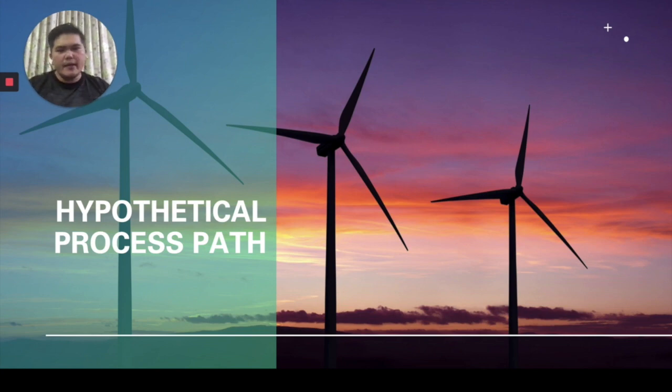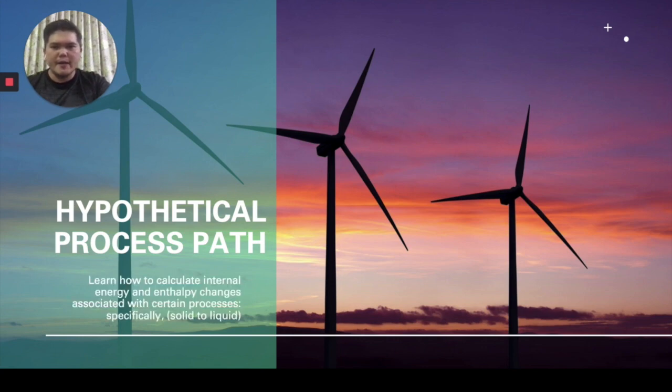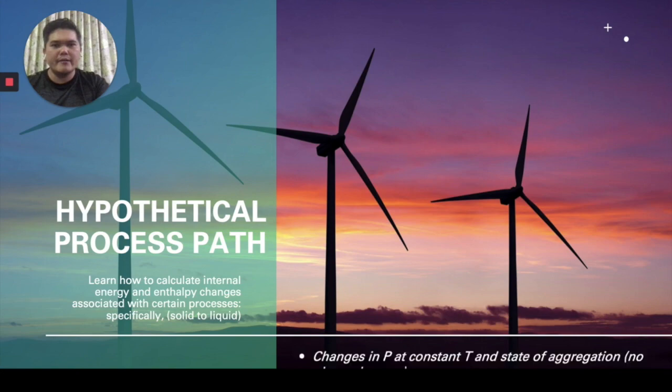Another thing that we want to be concerned of is the hypothetical process path. So what is a hypothetical process path? Hypothetical process path is the way we can calculate the internal energy and enthalpy changes associated with certain processes, such as, for example, a change from solid to liquid or solid to gas, so we need to use this hypothetical process path.